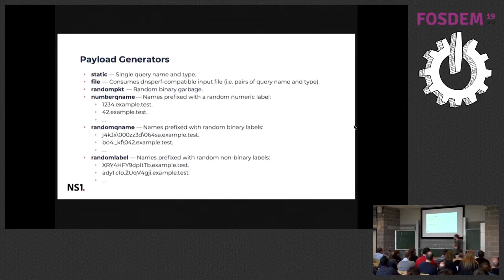So I'll talk about the individual components. The payload generators, these are the ones that we implemented. The static one is the simplest one that I showed at the beginning. The quick start just sends the query for a single name and type, over and over. File is another payload generator that is actually compatible with DNS perf. For DNS perf, you could write a text file that has a record name and record type on each line. So we can process the same format as well.